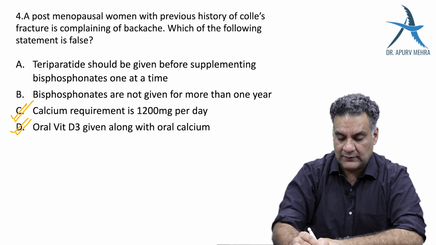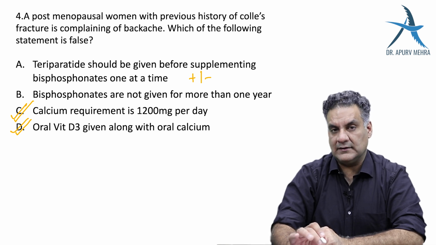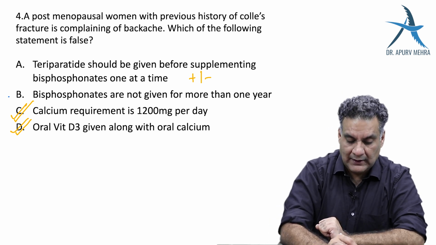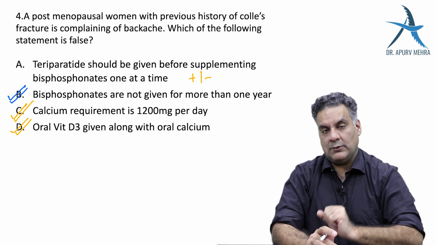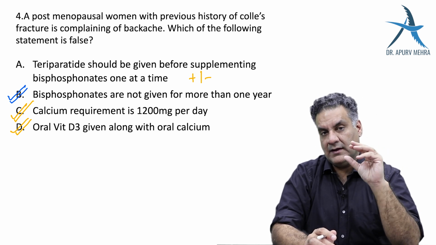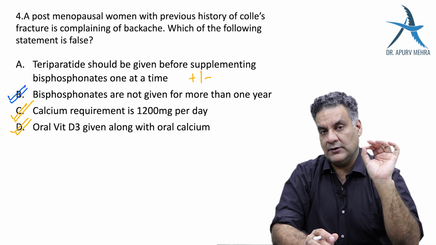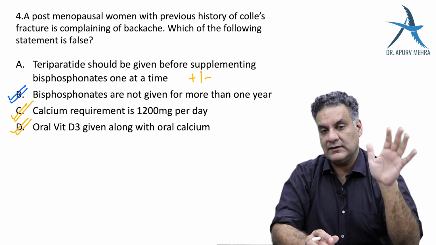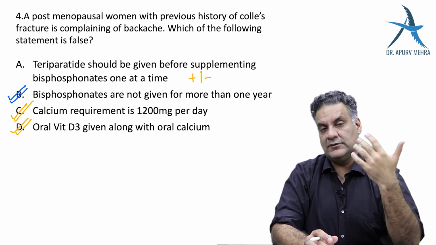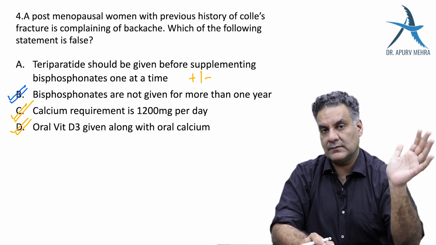So this answer with guarded prognosis is plus minus, but obviously the second answer is absolutely correct. In every exam you will find a question where two options will be somehow confusing, but in this, the second option is absolutely wrong. You can give bisphosphonates for more than 1 year. So we assume that the first is correct, right?